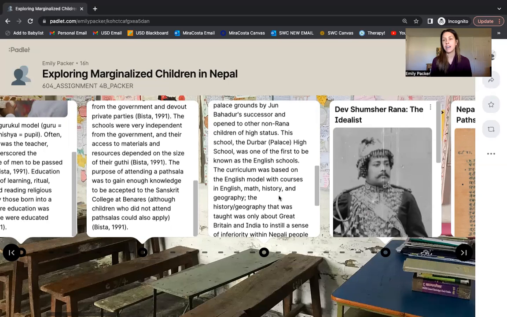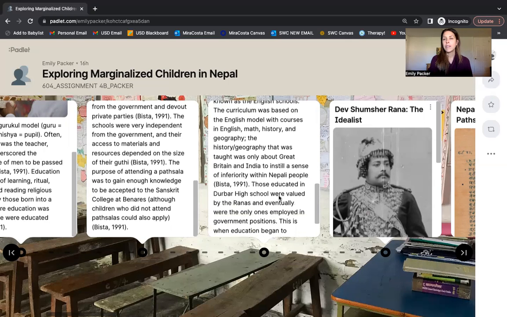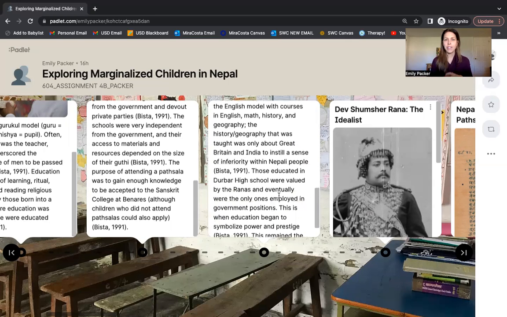The curriculum was based on the British curriculum of English, math, history, and geography. But what is important about this is the history and geography that were taught were those of India and Europe. And so this was to instill a sense of inferiority in Nepalis, as they were deemed less important, less powerful, less intelligent, and they were taught the curriculum from outside of their country. So even those within the Rana family and high caste were seen as inferior.